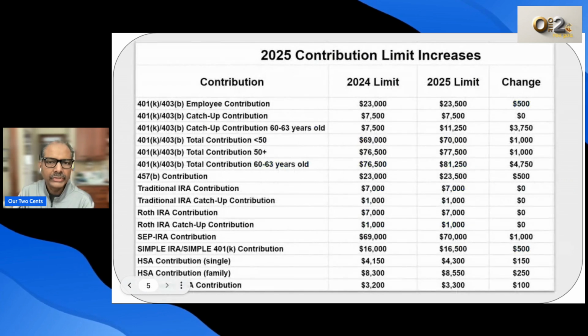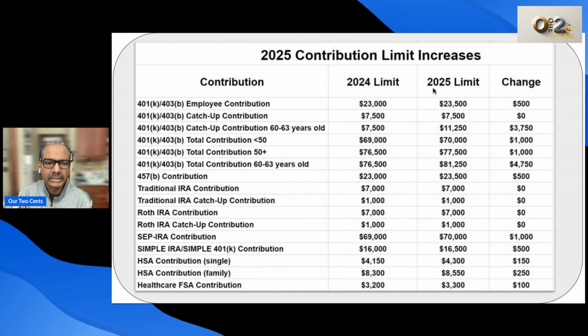So these are the contribution limits for 2025. You can see last year's and this year's, and I have a link in the description that takes you to the page that has this slide and goes over the income limits as well. So you can go ahead and take a look at that.